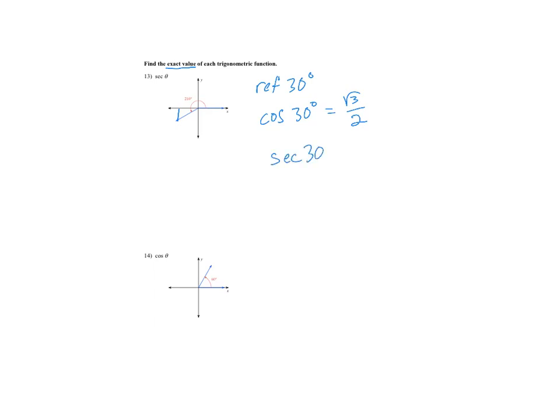So the secant of 30 is going to be the reciprocal of root 3 over 2, which is 2 over root 3. When we rationalize it, it becomes 2 root 3 over 3. And in the third quadrant, the secant is negative. So the secant of 210 degrees is going to be minus 2 root 3 over 3.